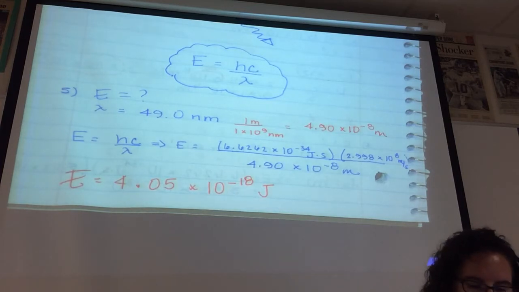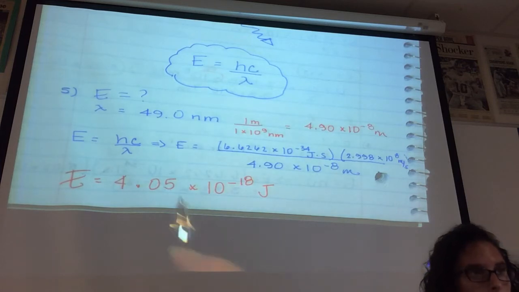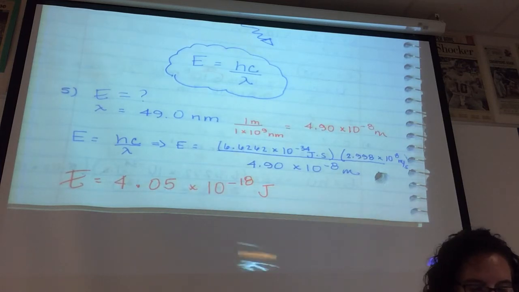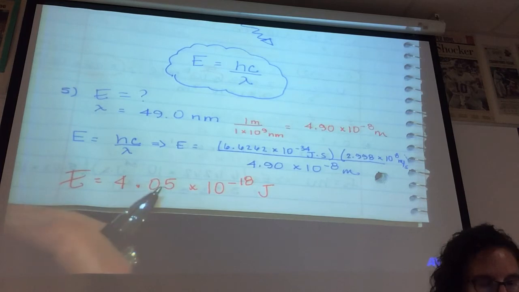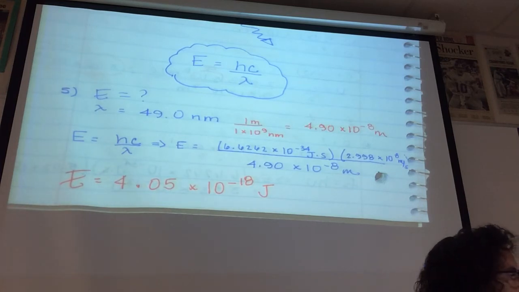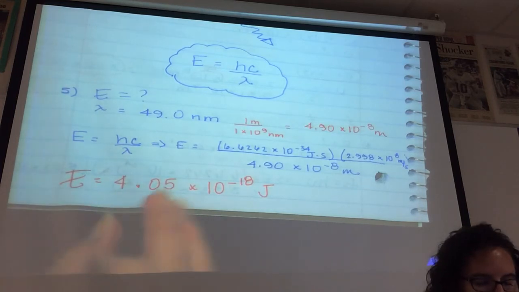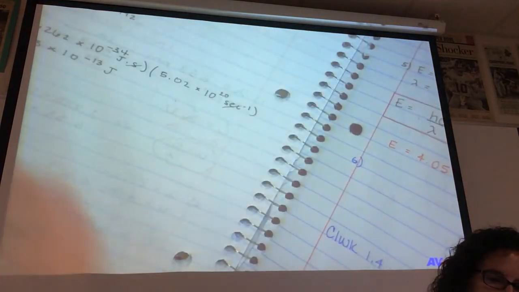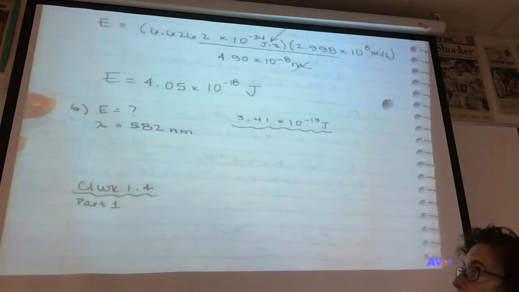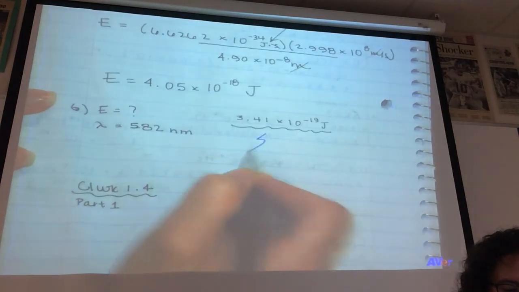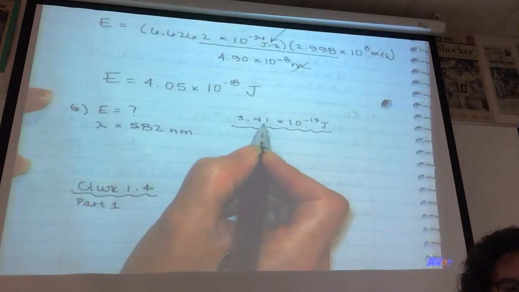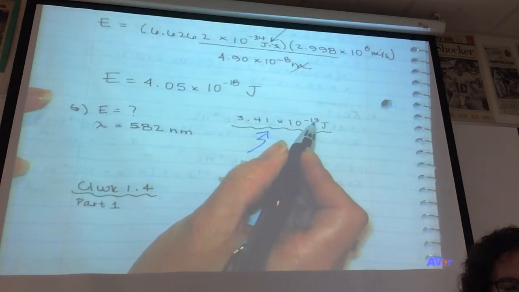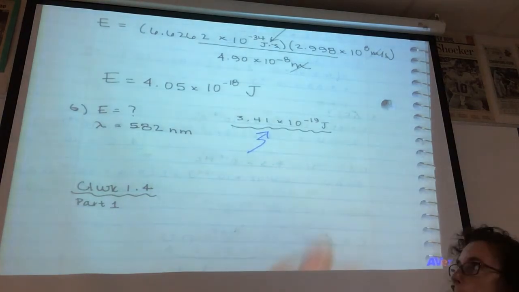Two last things I want to mention. Either before the bell rings or at home, you should try and do number 6. I will give you the answer to number 6 so that you can check your work. The answer to number 6 is right here. 3.41 times 10 to the negative 19 joules.